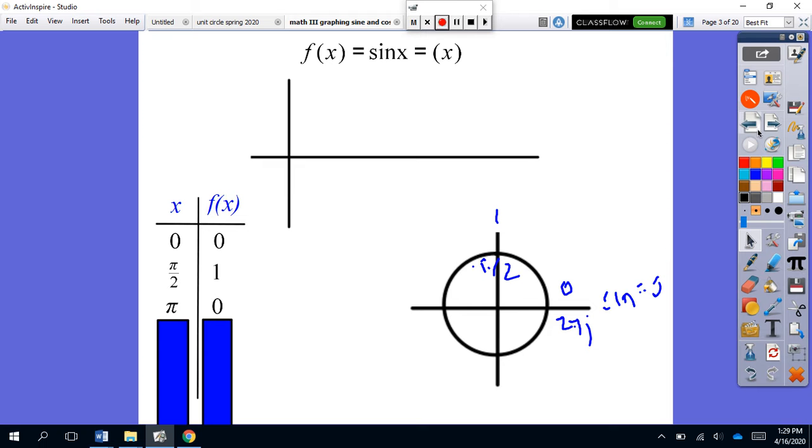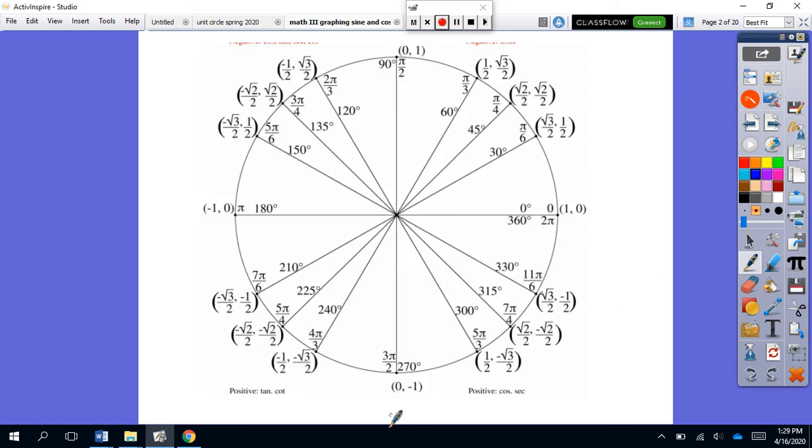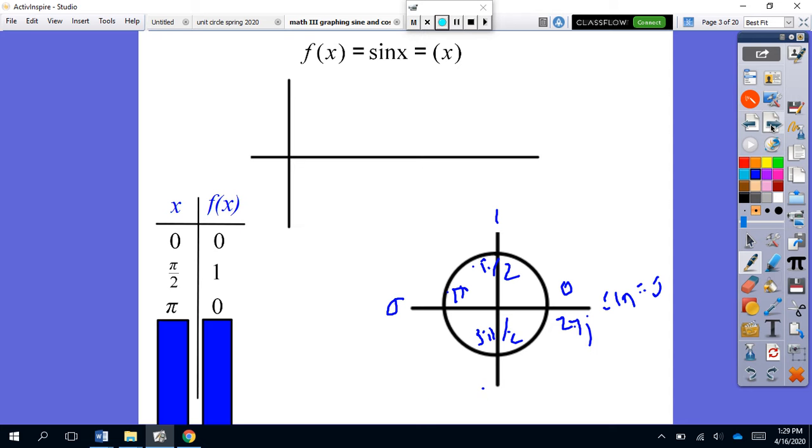Okay, the next key point. So the sine was 0 at 0 or 2 pi, 1 at pi over 2, and at pi radians, the sine is 0. At 3 pi over 2, because remember this angle was 3 pi over 2 radians, what is the sine? Well, go down here, it's -1. So the sine is -1.